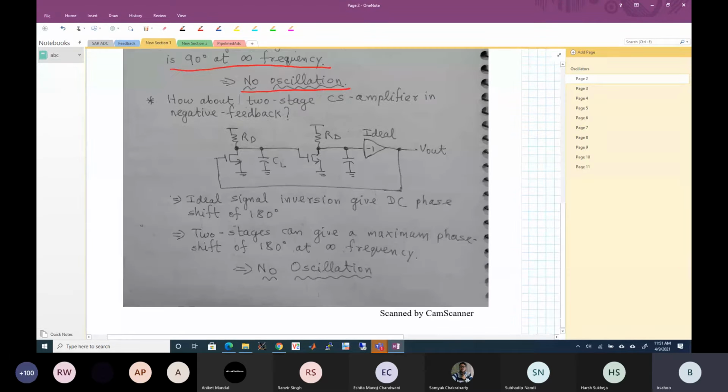How about a two-stage common source amplifier, with ideal inverting stages? Here we have to give a DC phase shift, which is realized using this. This realizes a DC phase shift of 180 degrees, and these two stages together give us 180 degrees of phase shift at infinite frequency. That means for all practical purposes, I will never get an oscillation. I will get an oscillation at infinite frequency, which I cannot measure. Therefore, a two-stage ring oscillator would not oscillate.